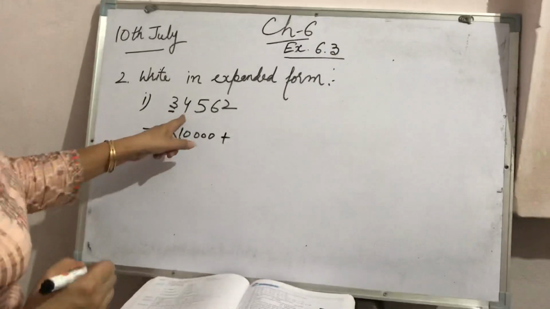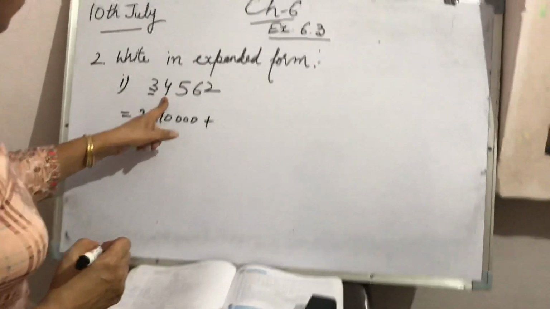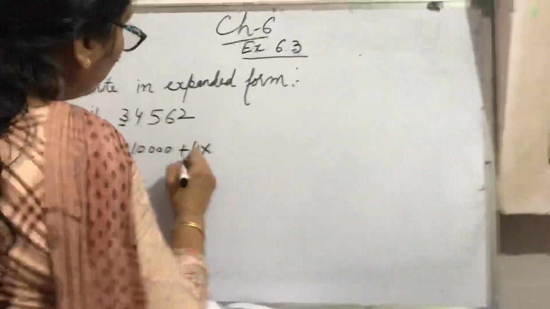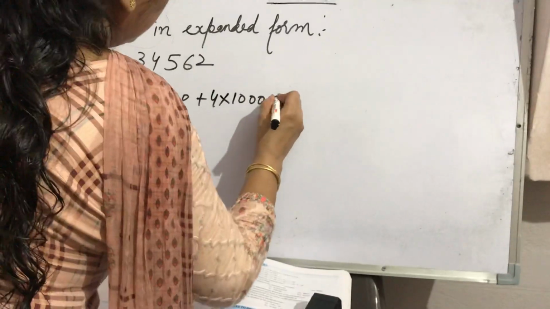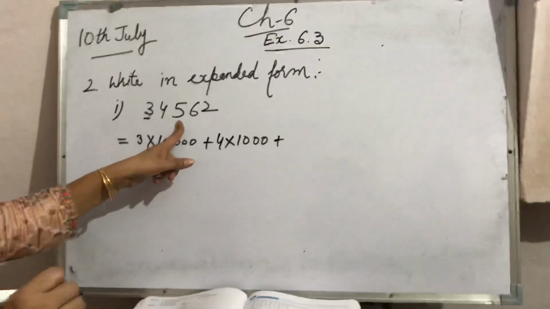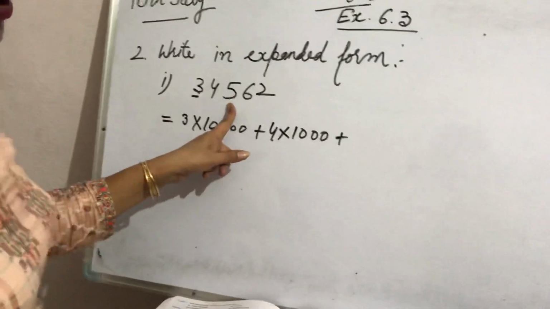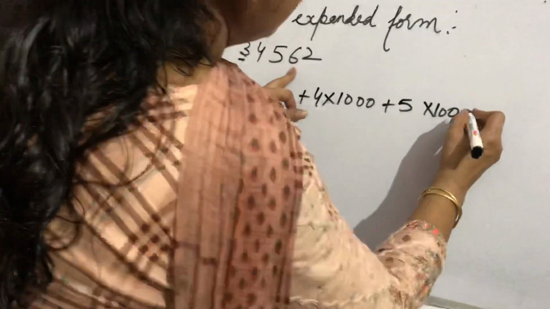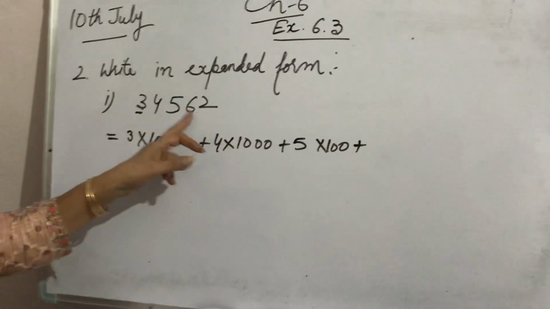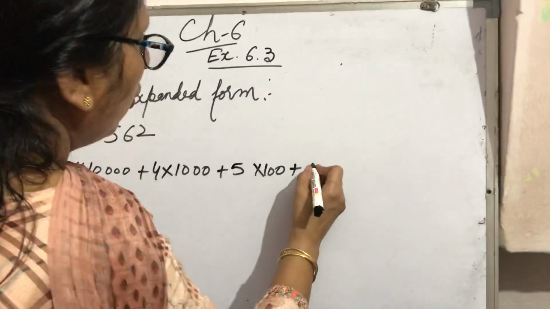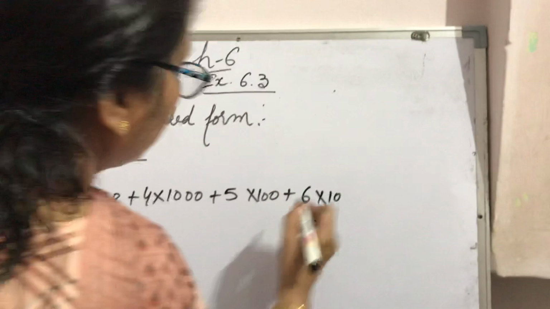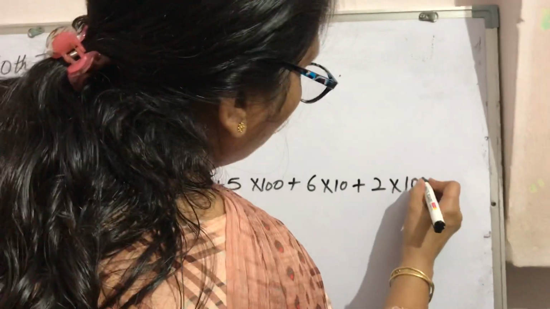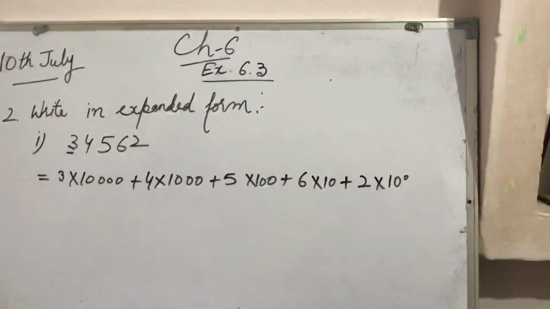Then plus. This is the place of 1,000. How many thousands are there? 4 thousands. 4 multiply 1,000. Then plus. This is the place of 100. How many hundreds are there? 5 hundreds. 5 multiply 100. Then next, tens place. The tens place is 6. How many tens are there? 6. So 6 multiply 10. Then plus 2 ones. This is 1, 10 having power 0 means 1.